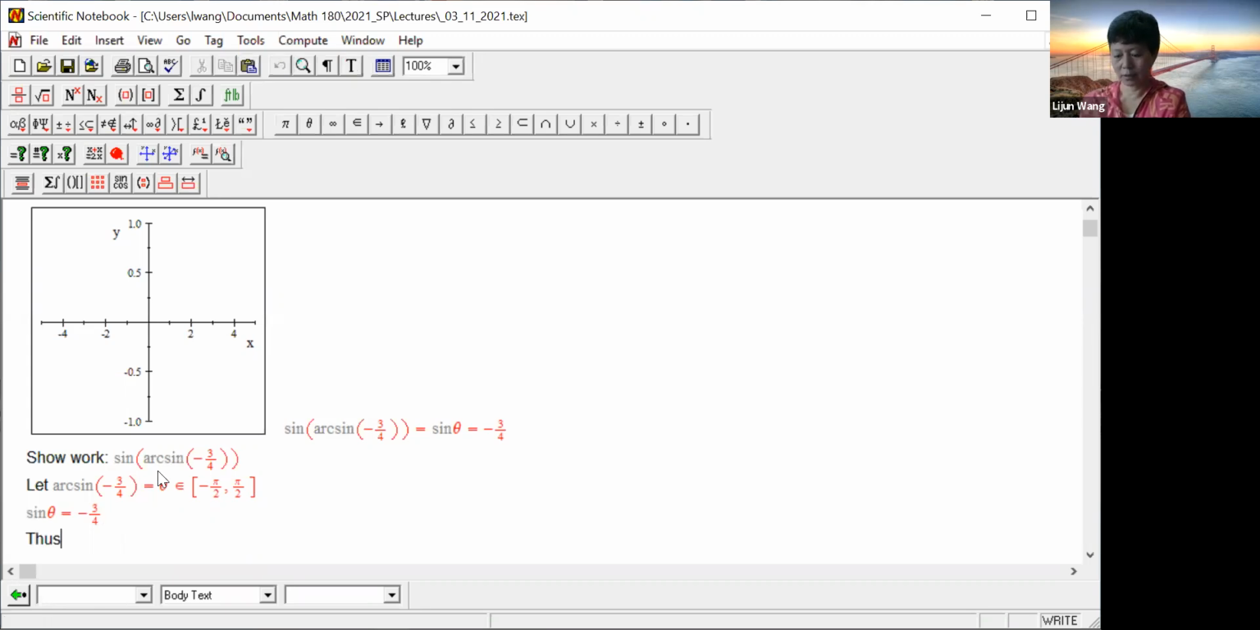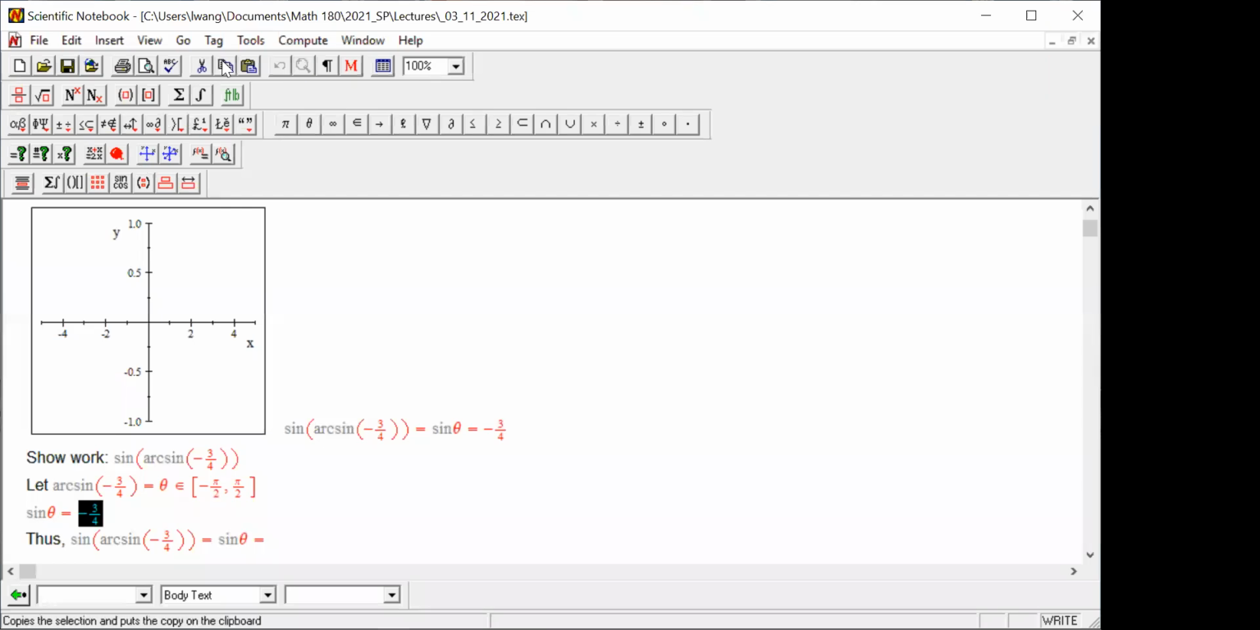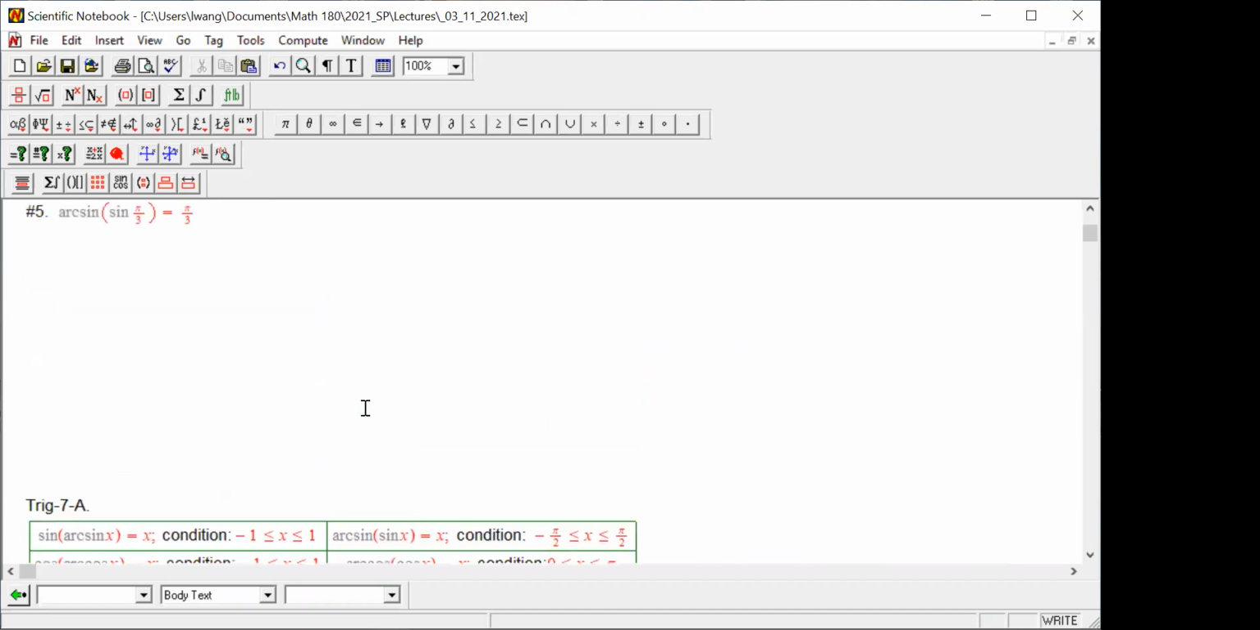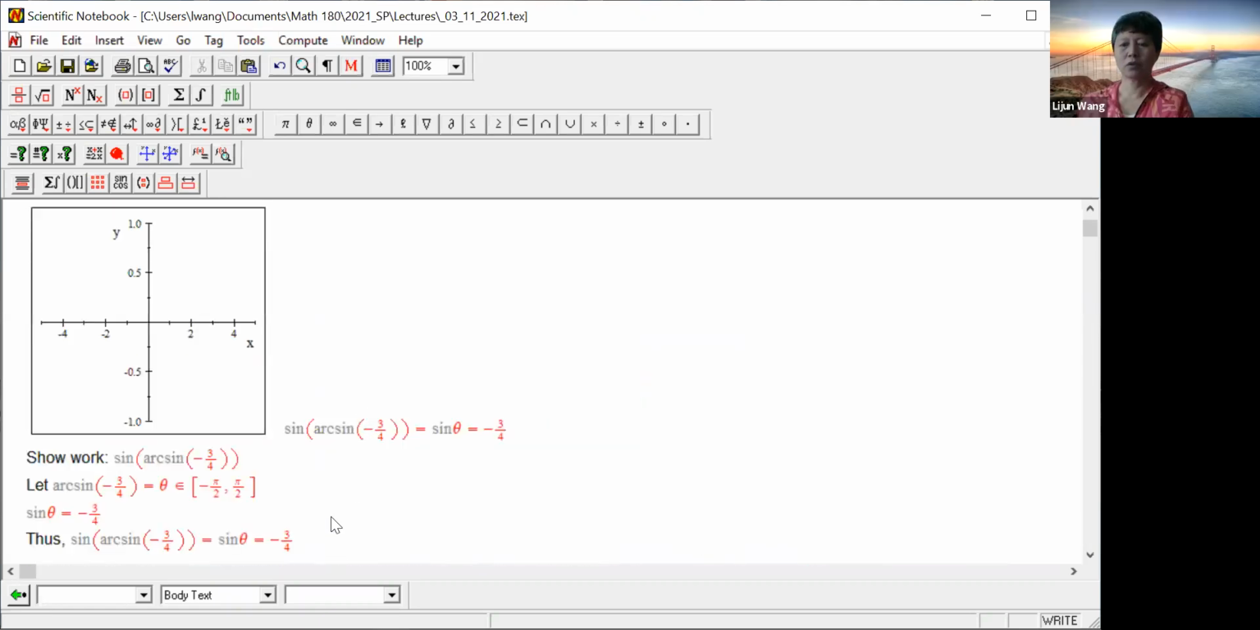And then you say, thus, you already have this, right? And that equals sine theta. And that equals what? Negative 3/4. So even if you show work, this is really how much work you need to show. Suppose you don't memorize that part, that's okay. That's not the end of the world.